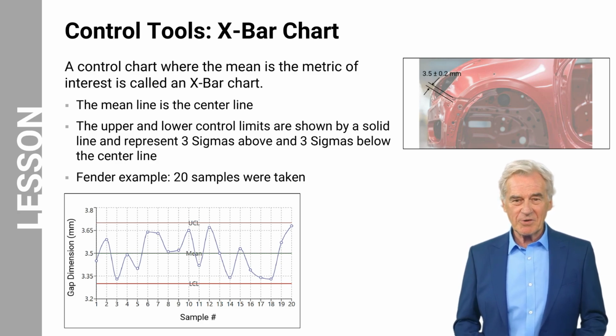Each of the 20 samples is taken from a specific time interval. For example, sample 1 could represent data from 6 a.m. to 7 a.m., sample 2 from 7 a.m. to 8 a.m., and so on.